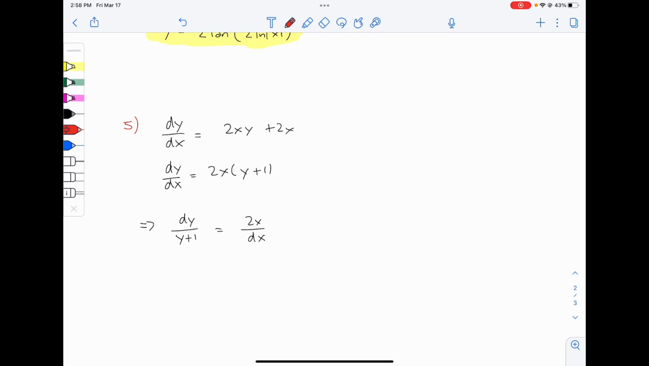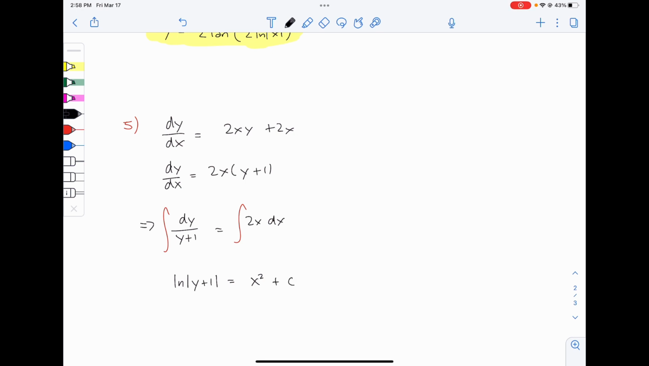Let's go ahead and integrate both sides. And when we do, it should be dx on the top. But when we integrate both sides, we end up getting ln of the absolute value of y plus 1 is equal to x squared plus c.